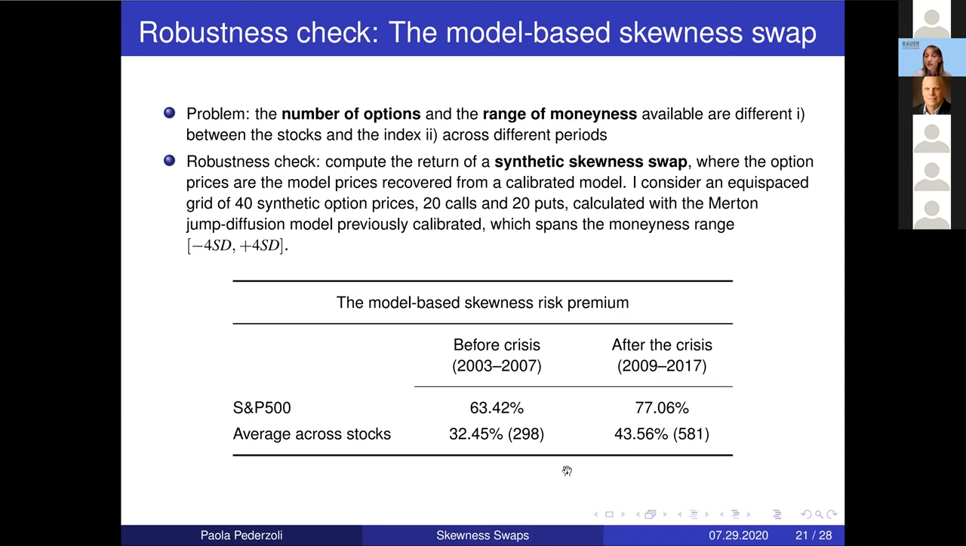And what I find is results that are very comparable to what I found with my tradable skewness swap. So the return for the market is higher, the skewness risk premium is higher. It increases, but it increases less than for individual stocks. So for individual stocks, we have a huge increase in magnitude and significance.